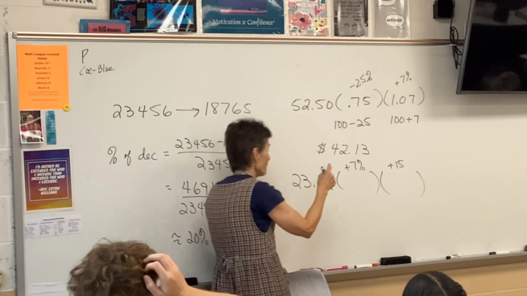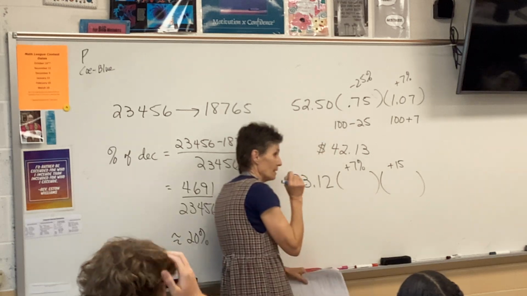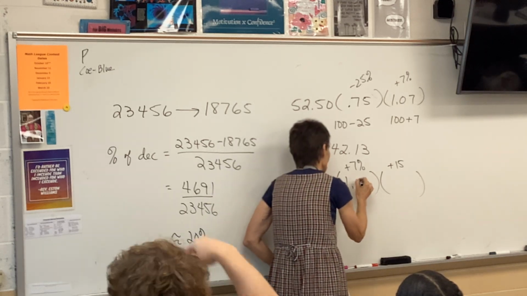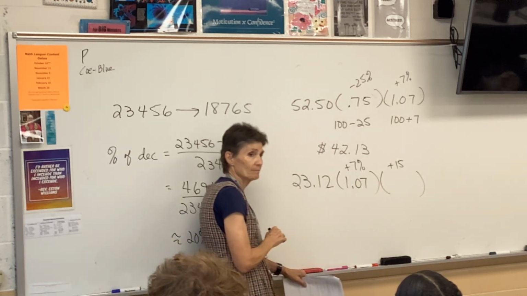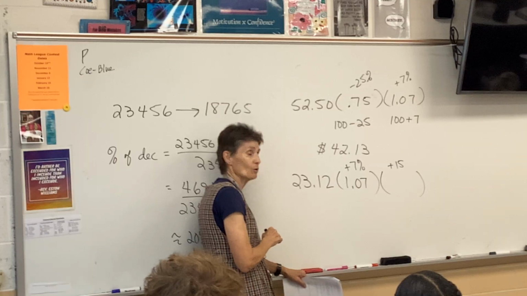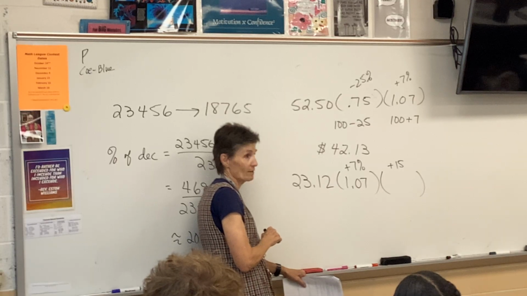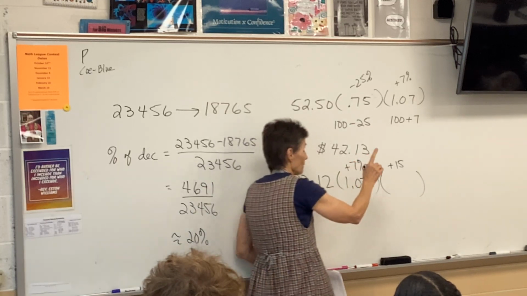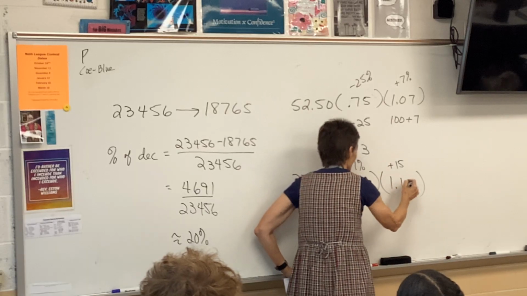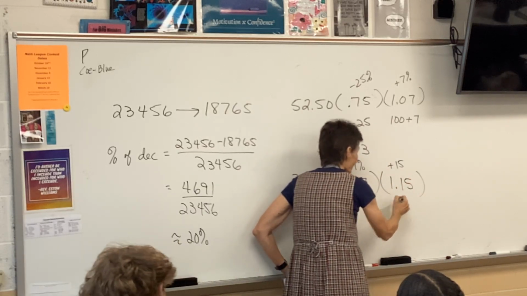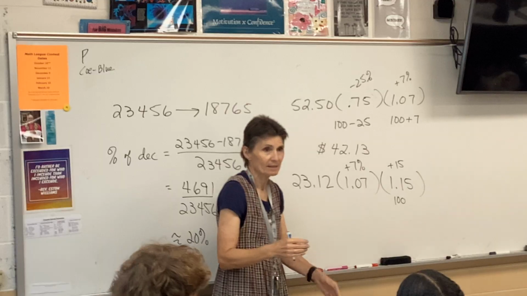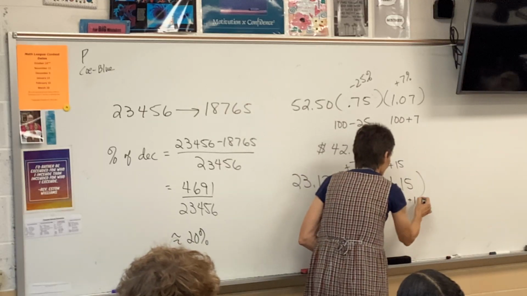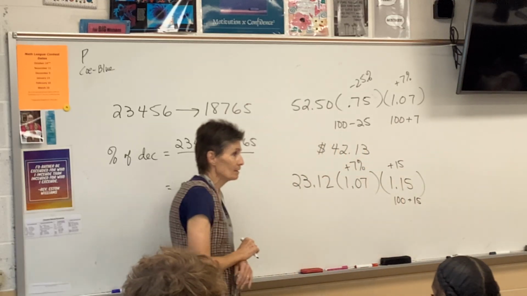So, what am I going to multiply? 1.07. In Indiana, you're always going to multiply by 1.07. How about here? 1.15. Because I have to pay for the meal, you guys, and then I have to pay an additional 15%.